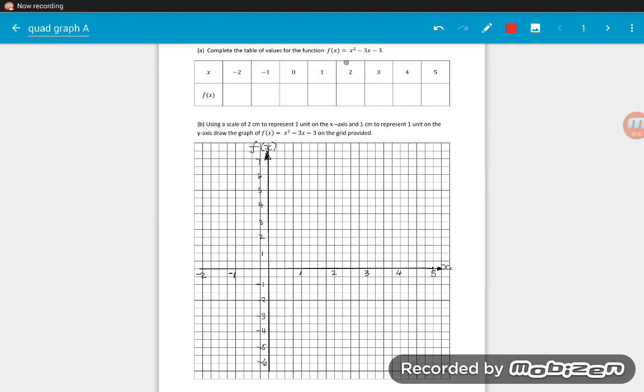Alright, the graph of f of x equal to x squared minus 3x minus 3 is to be drawn for the values of x between minus 2 and 5. First, compute the corresponding values of f of x for each of these values.